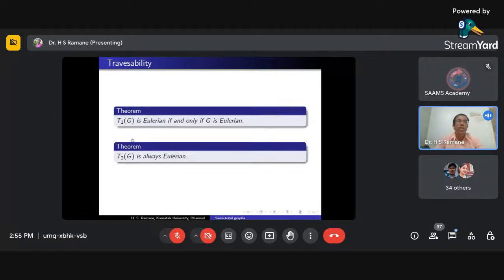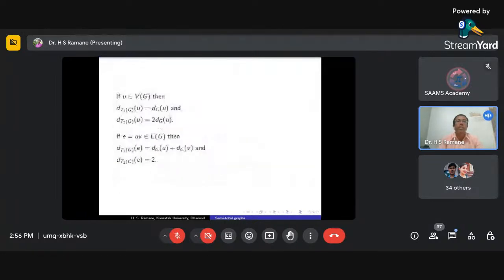So the semi-total line graph is Eulerian if and only if G is Eulerian, and the semi-total point graph is always Eulerian, because the degree of each point is even. See here, in the semi-total point graph, that is T2G, the degree of each point is 2 times the degree of m, so an even number. And if it is an edge, then it is 2. So the degree of each point in the semi-total point graph is even, so naturally the semi-total point graph is an Eulerian graph.